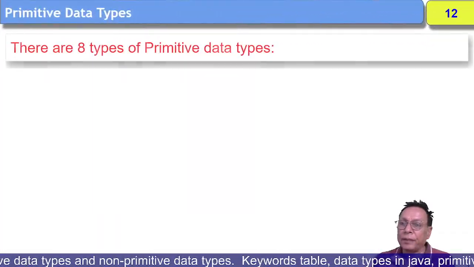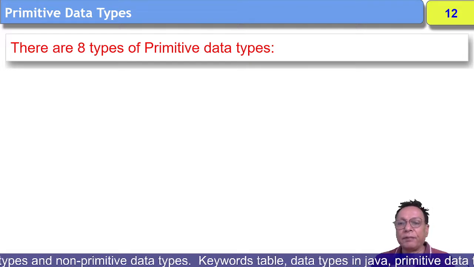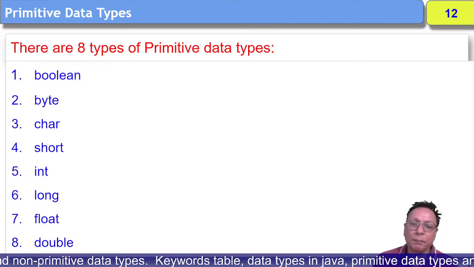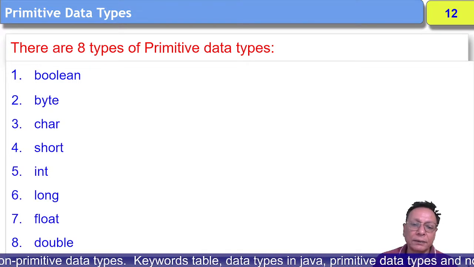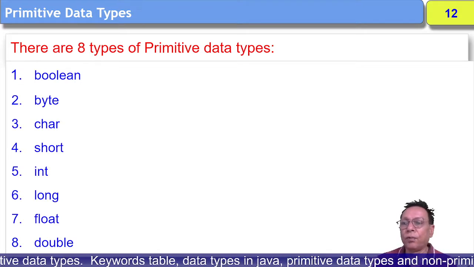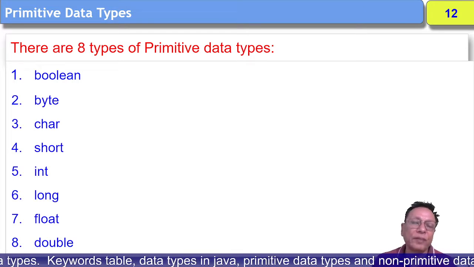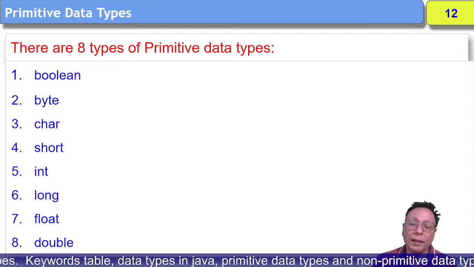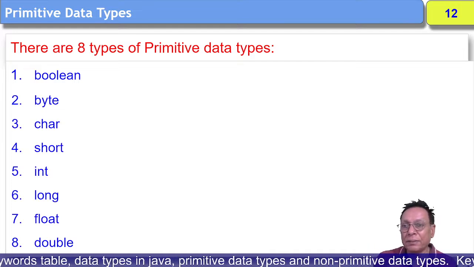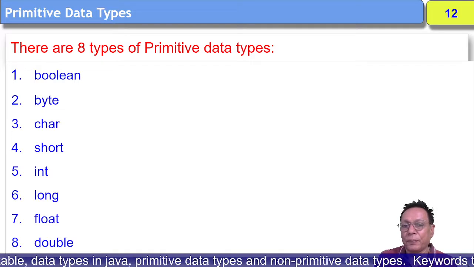So what are primitive data types? Over here, there are 8 primitive data types. And what are those? Boolean, byte, character, short, int, long, float, and double. So these are the primitive data types. And if you see these data types, you can imagine these data types cannot be broken down further into different data types. Okay.